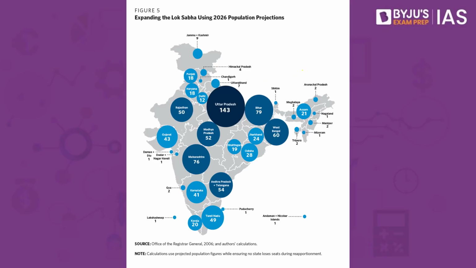And the last graph that I have for you in this series is this. This graph tells you that in 2026, if we divide the number of seats in the states on the basis of their population without any exception, as per the population growth numbers that we project by 2026, this would be the result. UP would have 143 seats. On the other hand, Bihar would have 79 seats, Maharashtra 76, Rajasthan 50, West Bengal 60. Now look at those states that have curtailed their population. Kerala only 20, Tamil Nadu only 49.